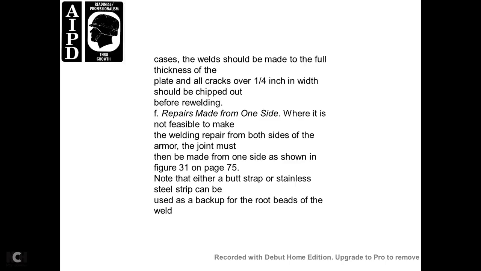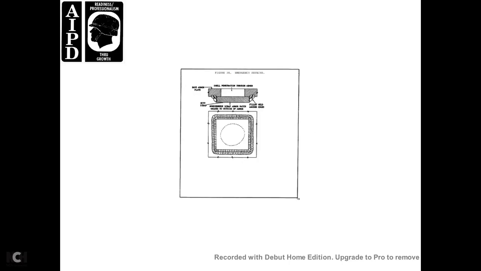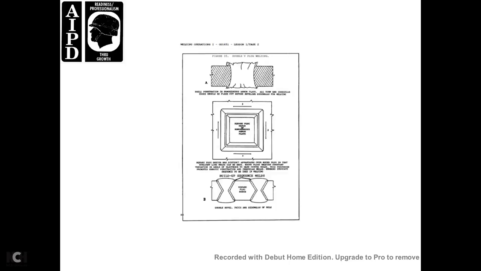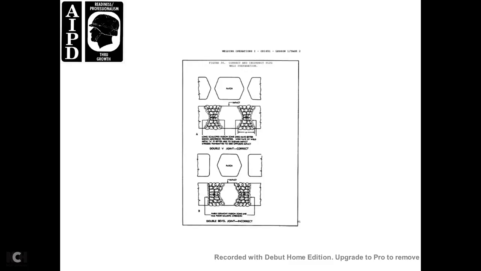The joint must then be made from one side, as shown in figure 31 on page 75. Note that either the butt strap or stainless steel can be used to back up the root beads of the weld. Figure 34 shows the emergency repairs. Figure 35 shows the double V plug welding, double build-up sequence welds. Figure 36 shows the correct and incorrect plugging weld penetration.